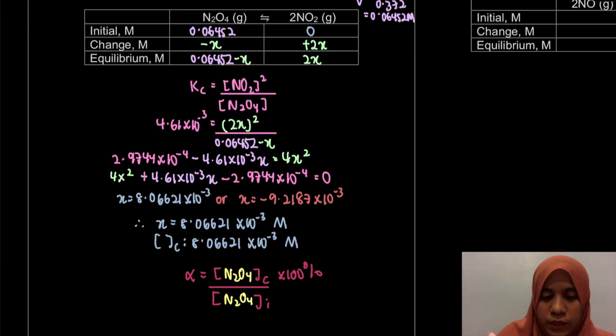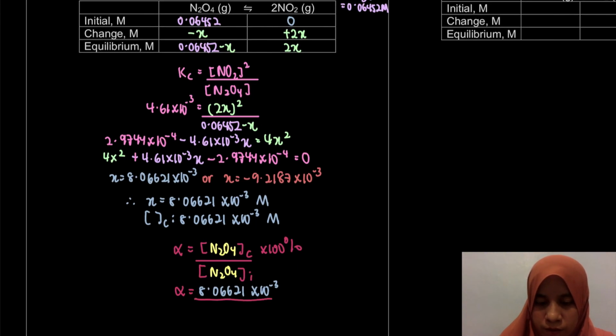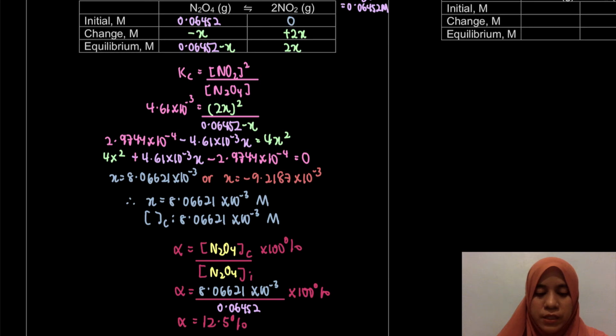So, our change is this one. Initial is this one. Okay, so from here, we know the percentage of dissociation is 12.5%. So it means that until it achieves equilibrium, only 12.5% of N2O4 is used before it achieves equilibrium.